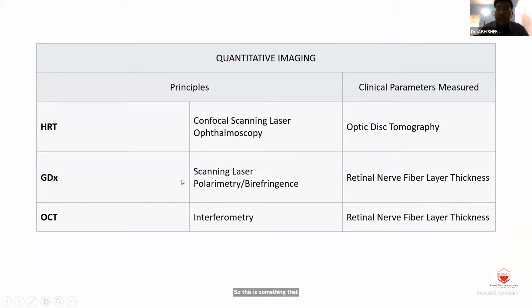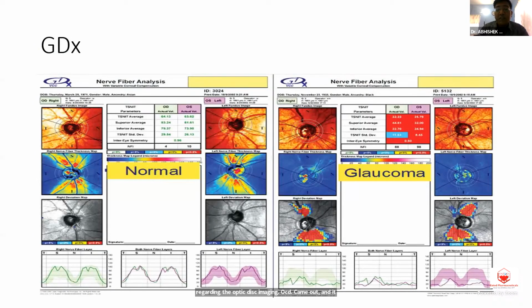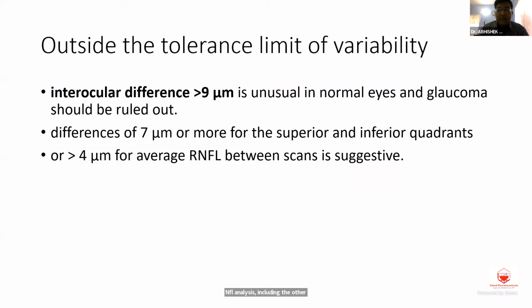This part the PGs are already quite exposed to right from the first year itself. Even when I did my post-graduation, in the first year I had the opportunity of having RTVue, and we were totally obsessed with the OCT for almost everything. So the heart of it is OCT, though HRT, the Heidelberg retinal tomograph, was also used in glaucoma diagnosis. Nerve fiber analyzers were also in play, but because of issues related to birefringence and corneal reflectivity, and because HRT mainly gives optic disc imaging, OCT came out and has stayed as the mainstay for RNFL analysis, including the other things that OCT provides.